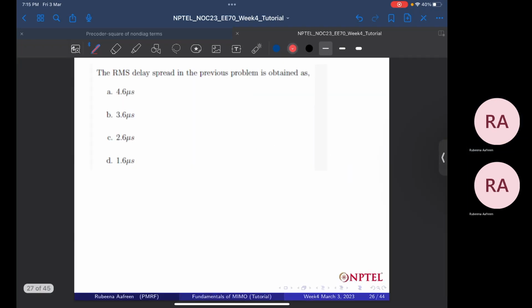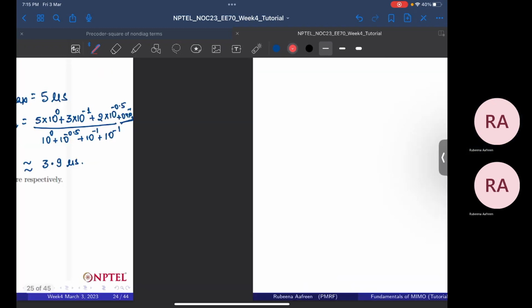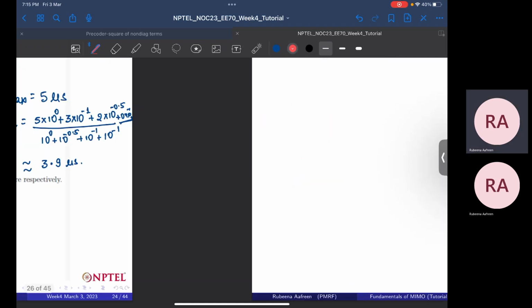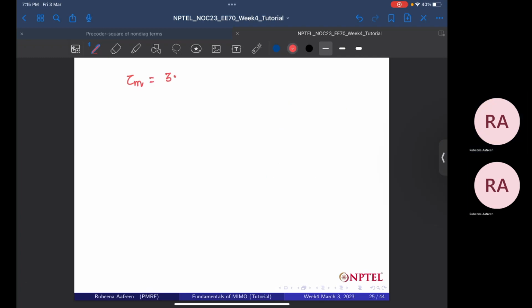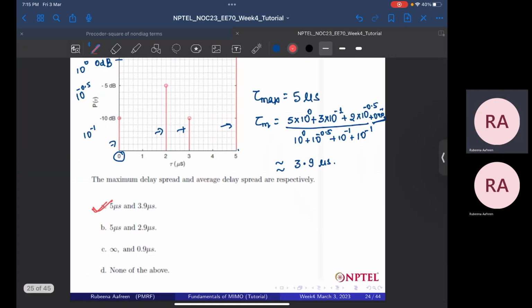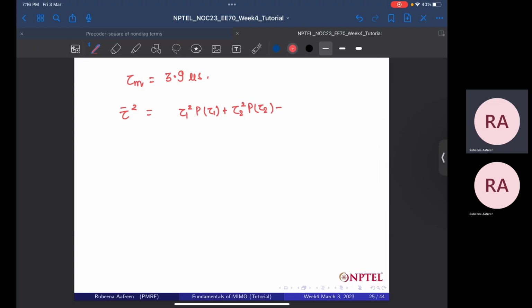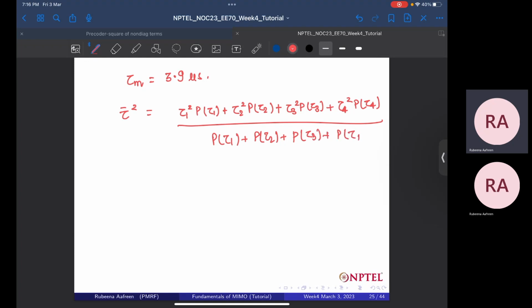Now you see in the previous problem, what would be the RMS delay spread? For this, the mean delay spread is 3.9 microsecond, that we know. We will compute tau bar square. This would be equal to tau 1 square P tau 1 plus tau 2 square P tau 2 plus tau 3 square P tau 3, where P tau 1, tau 2, tau 3 are the powers at the different delays, then tau 4 square into P tau 4, divided by P tau 1 plus P tau 2 plus P tau 3 plus P tau 4.